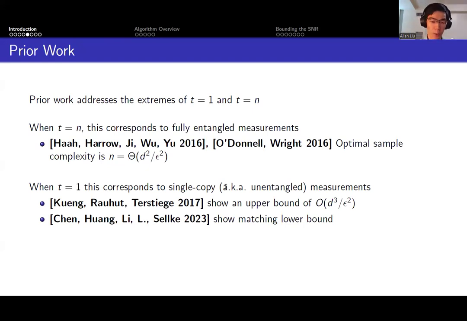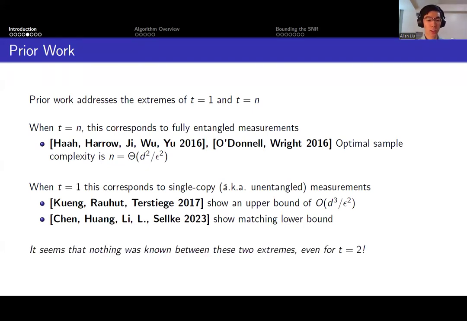On the other hand, the extreme of t equals 1 corresponds to single-copy or unentangled measurements. Here there was an upper bound of d cubed over epsilon squared shown by Kueng, Rauhut, and Terstiege in 2017. And then in 2023, the same authors, along with a few others, showed a matching lower bound.